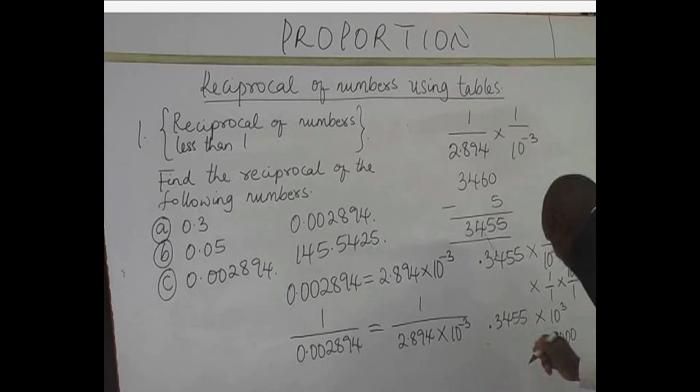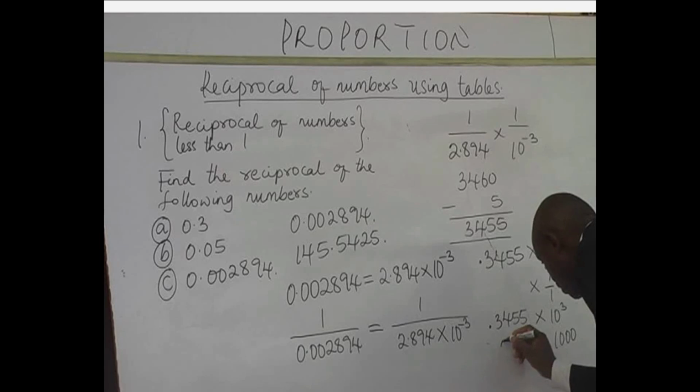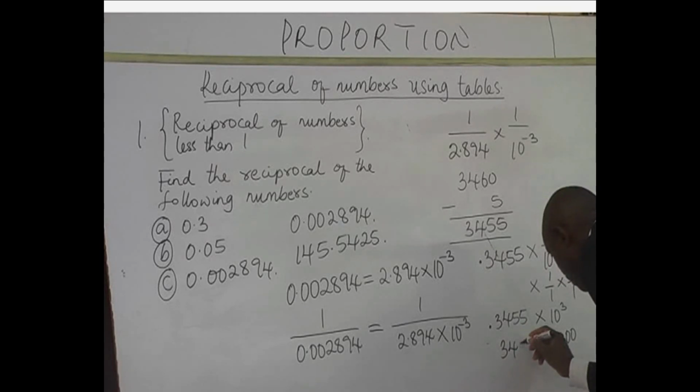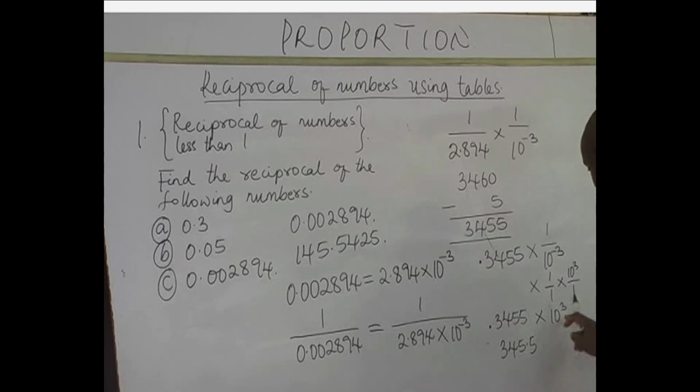So if you are multiplying it to 0.3455, just move the decimal point towards the right across 1, 2, 3 digits. So you're going to have, at the end of the day, 345.5. That is when you have multiplied it by 10 exponent 3, which is 1000. And this is now the answer you have gotten.